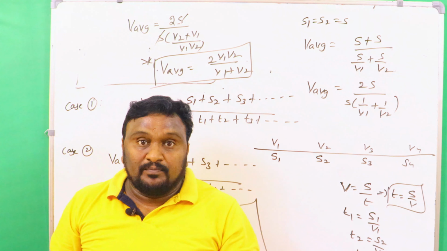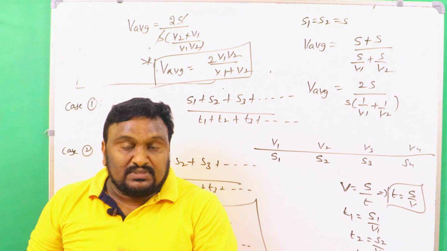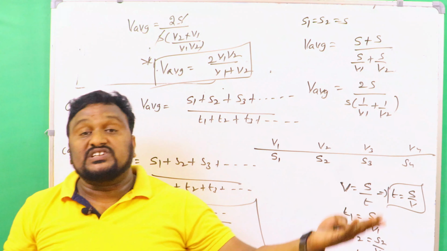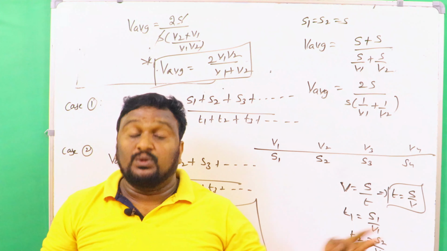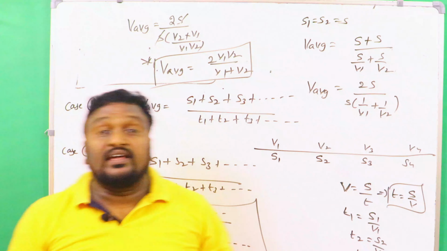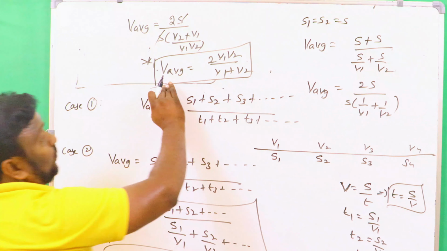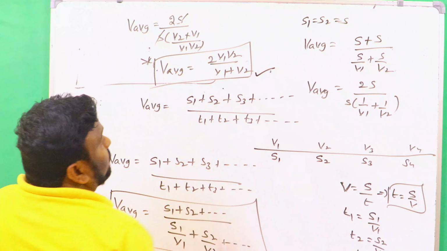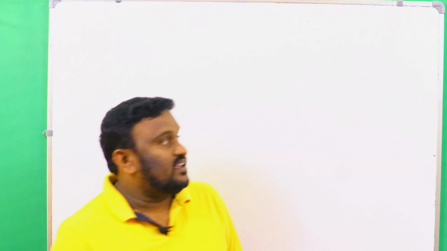When can we use that one? Half of the distance must be covered with velocity V1 and the remaining half distance must be covered with velocity V2. Then to find the average speed, we can use this one: V average is equal to 2 V1 V2 by V1 plus V2. Let's see another case here, the same average speed in a different situation.